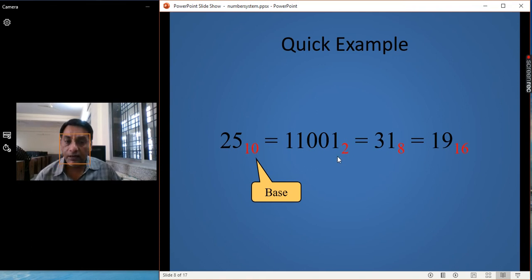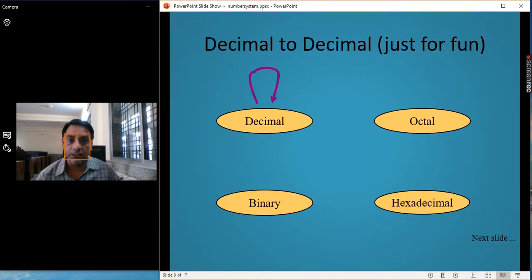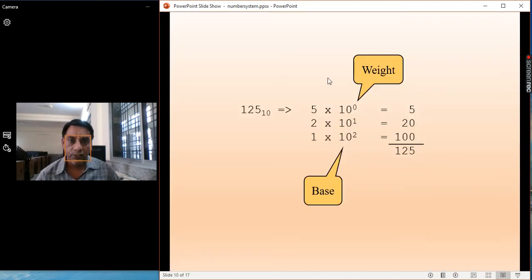If the base is 2, it clearly indicates it is a binary number system. If the base is 8, it says it is an octal number system. If the base is 16, it represents a hexadecimal number system. Now, converting decimal to decimal: the same number is there. In this example 125 is a decimal number, and when you convert it into decimal, the same value is there. It is not much relevant to convert the same number system into itself.